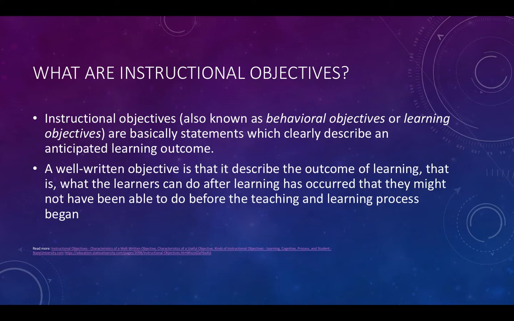When objectives were first coming into their own in education, they almost always began with the phrase, upon completion of this lesson, the student should be able to. Now, this phrase focused on the outcome of learning rather than on the learning process. In fact, one of the criteria for a well written objective is that it should describe the outcome of learning. That is, what the learners can do after learning has occurred and that they might not have been able to do before the teaching and learning process began.